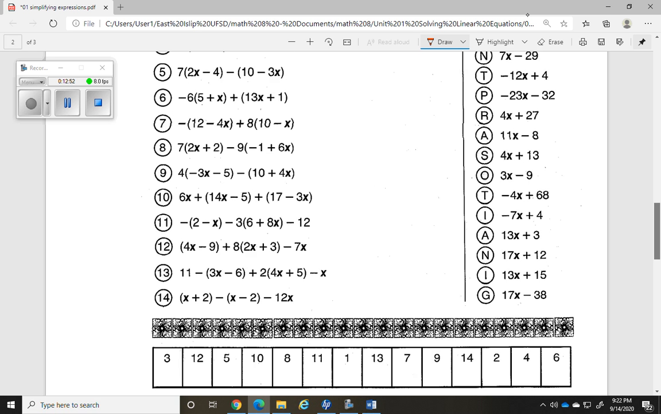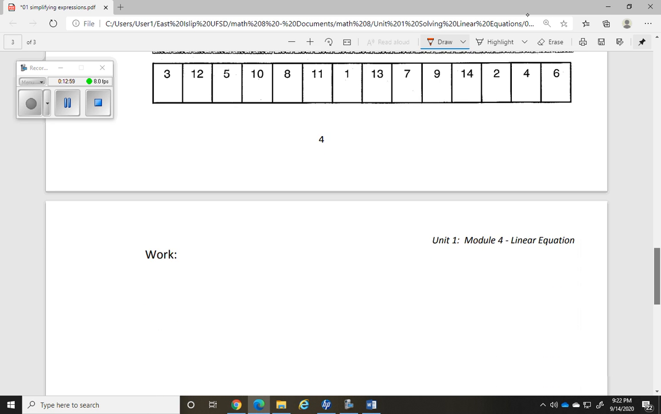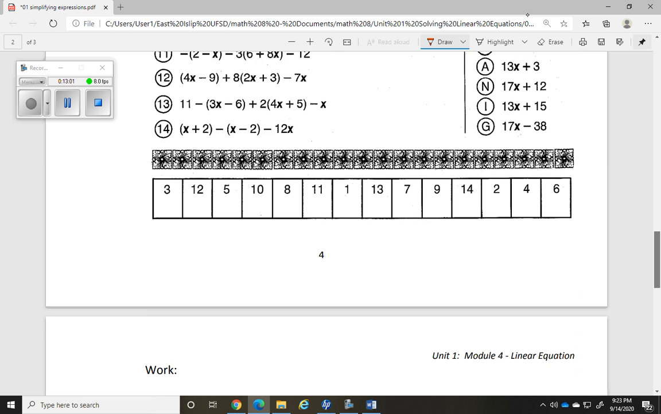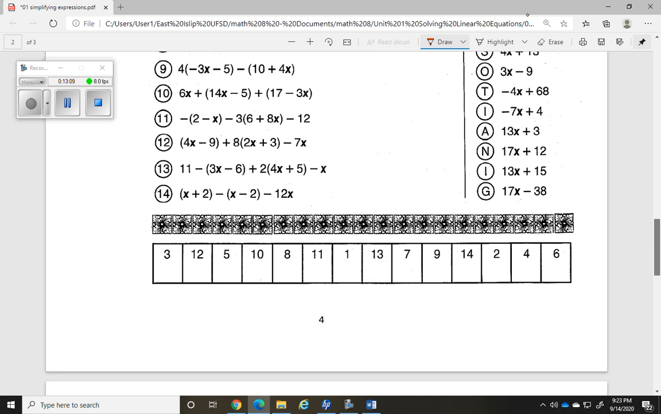Now, some of these questions have more work than maybe what you can fit here, so you do have this other page. So you can write like number 13 and do all of the work here. So please make sure I can see your work so that you get credit.